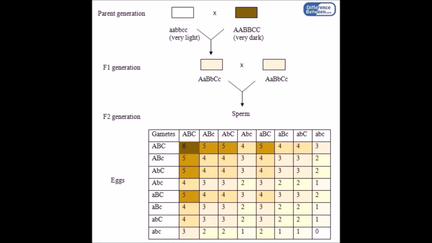And in the F2 generation, in the checkerboard, you can see some numbers 6, 5, 5, 4, 3, 2, 1, 0 like this. That indicates the number of contributing alleles. For example, in the first box we can see 6, capital A, capital A, capital B, capital B, capital C, capital C. So the capital letters indicate contributing alleles and the small letters are non-contributing alleles. So we get 64 combinations.